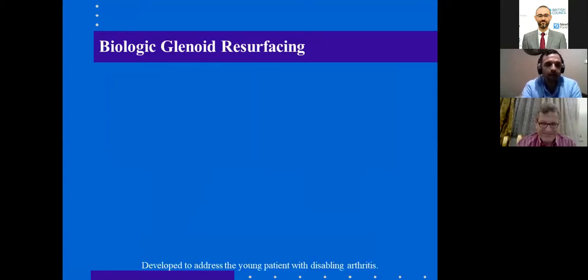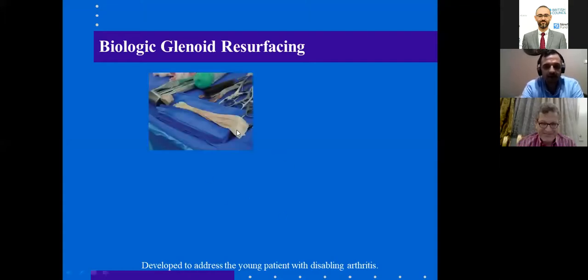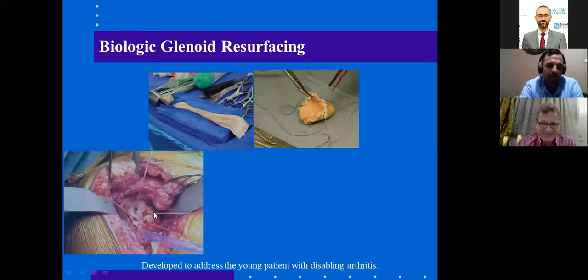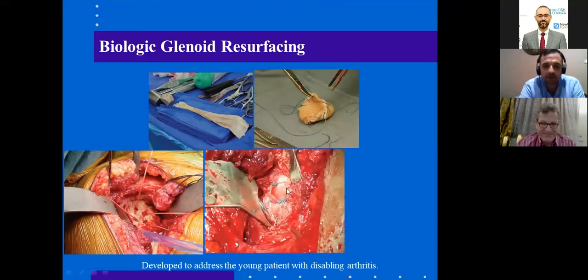On the other hand, we have glenoid biologic resurfacing developed to address the young patient with disabling arthritis. So we have an allograft tendo Achilles reshaped to be formatted to the glenoid, and then fixed to the glenoid to act as a glenoid component.